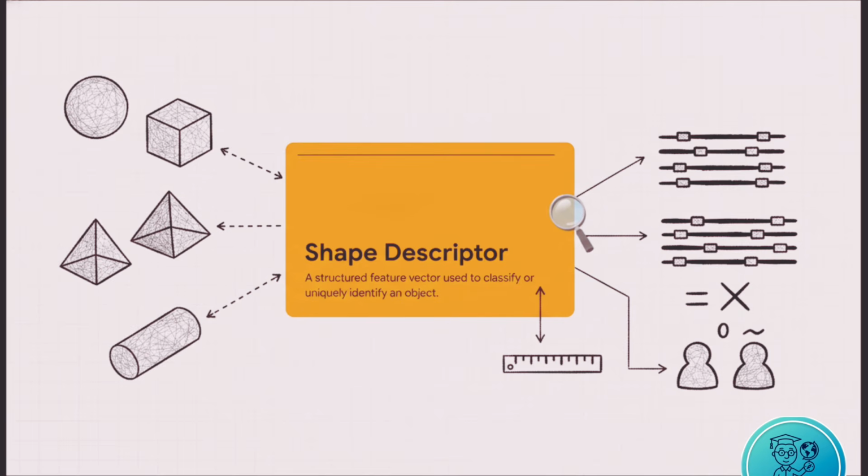Once the computer has this descriptor in hand, it can figure out the similarity between two different objects just by applying a distance function between their descriptors. If that mathematical distance is practically zero, boom, the computer knows it's looking at the exact same shape.